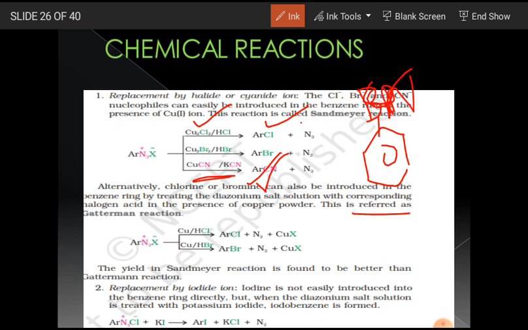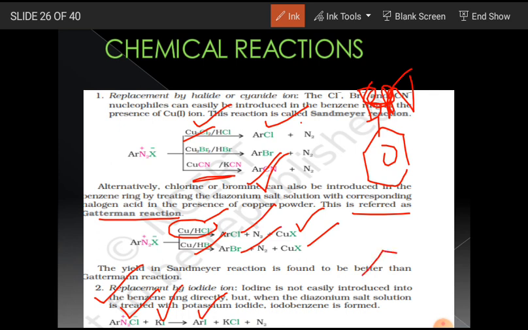Now another one is the Gattermann reaction. In Gattermann we can substitute either chlorine or bromine but not the cyano group. Here we have to take copper in the presence of HCl. In the Sandmeyer reaction we took CuCl in the presence of HCl, but here we have to take Cu in the presence of HCl, or Cu in the presence of HBr. We will get Cl or Br substituted. Let us now talk about replacement by iodide ion. We can take ArN2Cl treated with KI, and we will get ArI. That means we get iodobenzene. So this is another simple reaction.